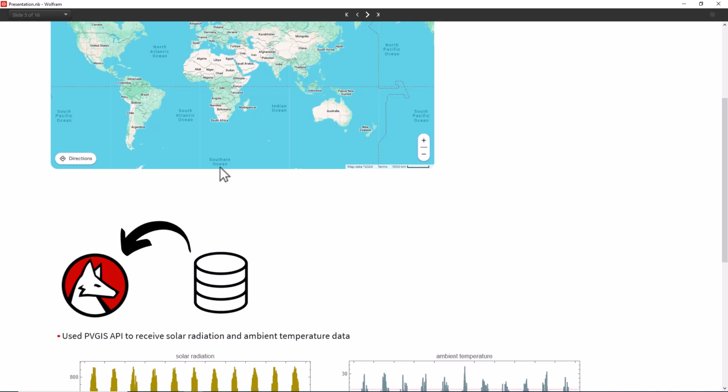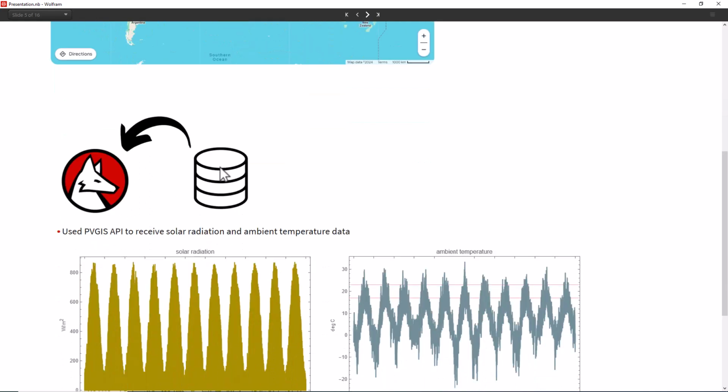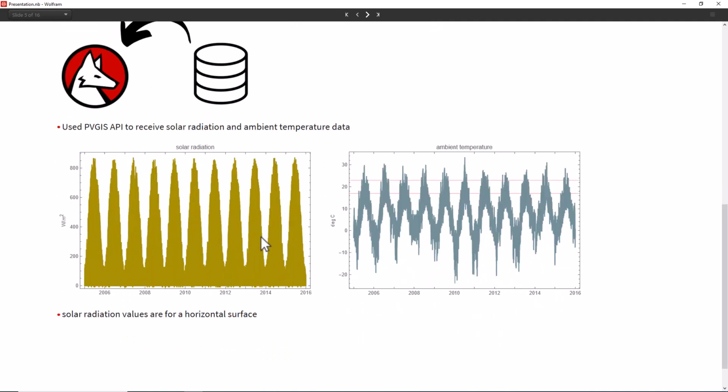To start with the analysis, we need the climatic conditions of my location. Primarily, we need data on solar radiation and ambient temperature data. I collected this data for 10 years from 2005 to 2015 using the free PVGIS tool, which provides hourly solar energy data and other climatic data for any geographic location.